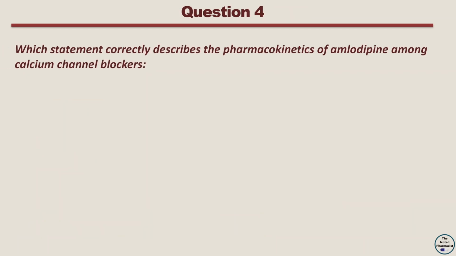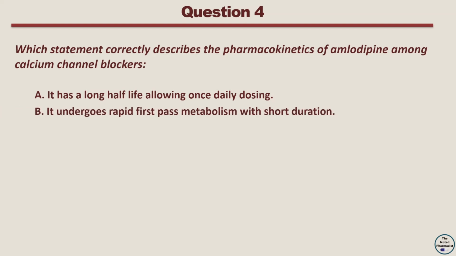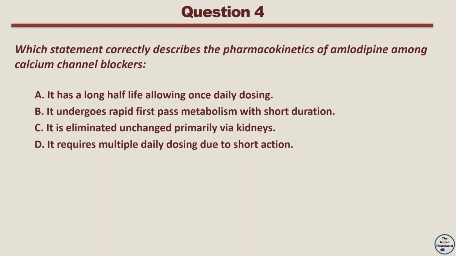Question 4. Which statement correctly describes the pharmacokinetics of amlodipine among calcium channel blockers? Option A. It has a long half-life allowing once-daily dosing. Option B. It undergoes rapid first-pass metabolism with short duration. Option C. It is eliminated unchanged primarily via kidneys. Option D. It requires multiple daily dosing due to short action. Option E. It accumulates rapidly causing acute hypertension.